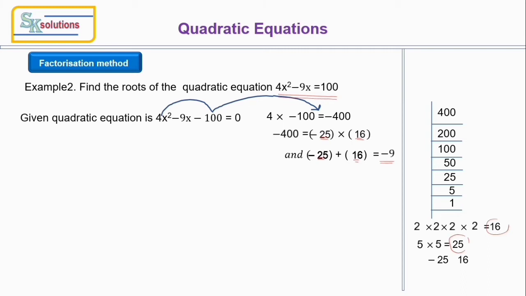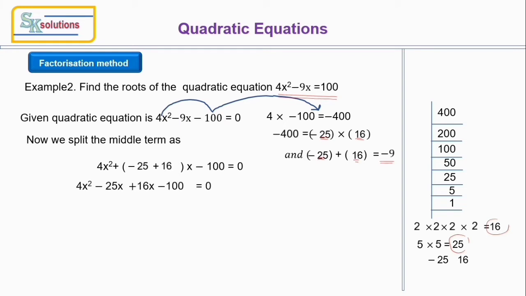Now this factorization part is over. We will come back to the equation. We will split the middle term as 4x square plus something x minus 100. What is that something? How to fill up the bracket? Yes, we have to fill it up with minus 25 and 16. Now opening the bracket, you will get 4x square minus 25x plus 16x minus 100 is equal to 0.